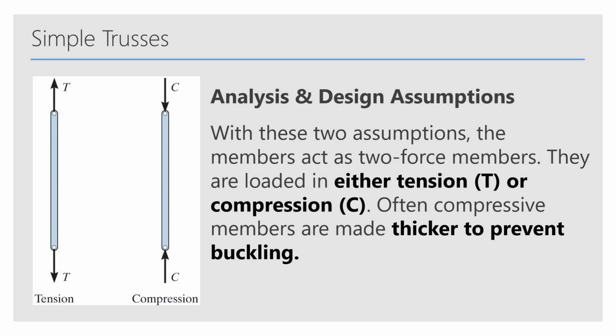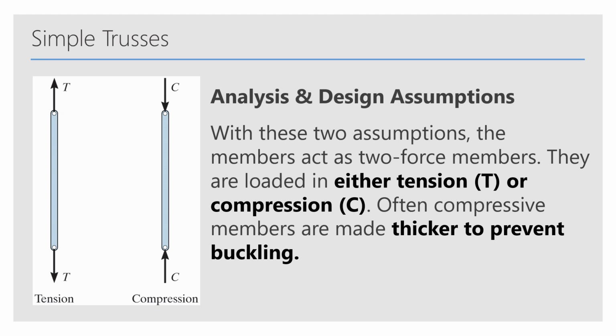When these two assumptions for trusses come together, the members act as two-force members. They are loaded either in tension or compression. Often compression members are made thicker to prevent buckling. In the picture on the left, we see tension is this pulling of the member, and compression is kind of pushing it together, compressing it.